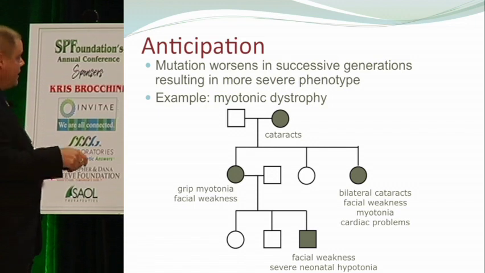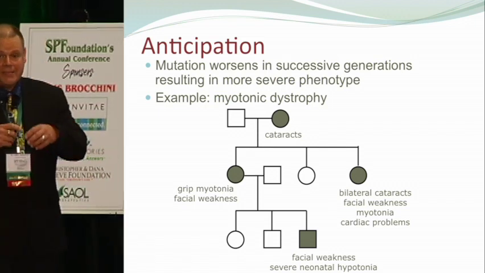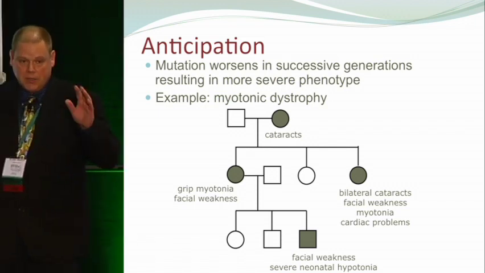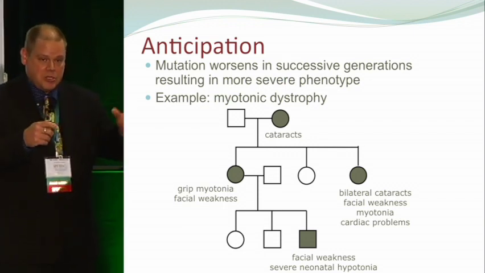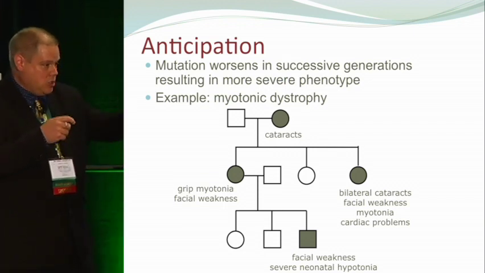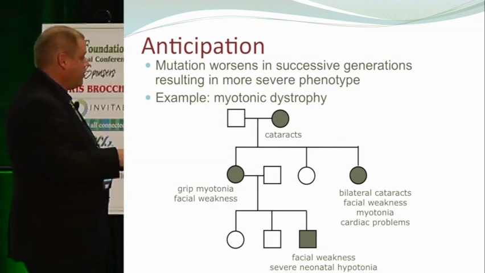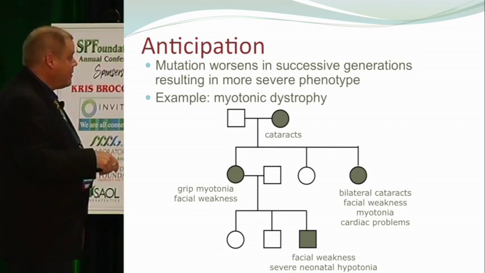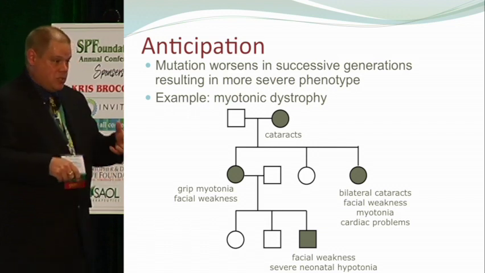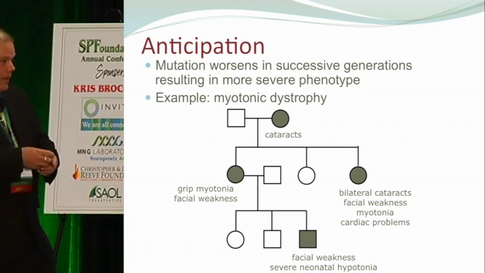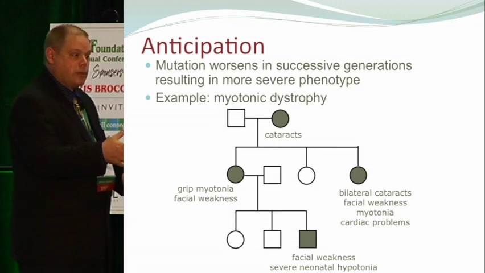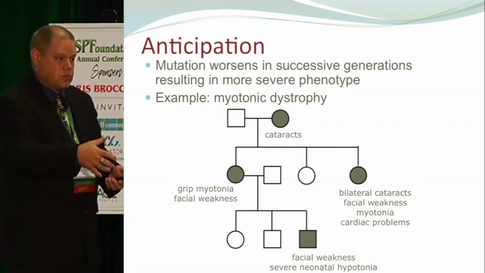So for instance, in the case of myotonic dystrophy, again, this is a repeat disease. It's with the genetics and how the genetics work and how it's likely to expand or contract within a repeat. You can have a primary generation that has cataracts, and maybe the next generation that has grip myotonia. You always know if you shake the hand of somebody with myotonia because they have a hard time letting go. It's just the nature of that disease, right?